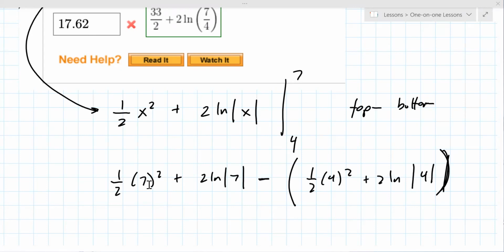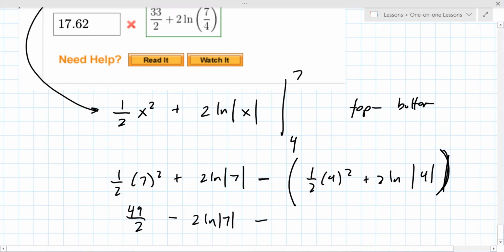So now this first one is 49, so it's 49 over 2 plus 2 natural log absolute value of 7 minus, so 4 squared is 16. Wait, why is it minus 2 ln 7? Plus, sorry, should be a plus there. This one is 16 times 1/2, so that's 8. This minus goes in here, minus 2 natural log absolute value of 4.